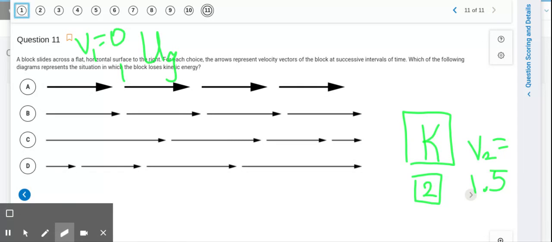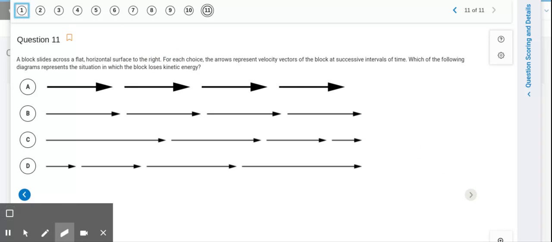Next, last one. So this one, motion maps, whoa, throwback. A block slides across a flat horizontal surface to the right for each choice. The arrows represent velocity vectors of the block at successive intervals of time. So remember, successive intervals of time means equal intervals of time. Which of the following diagrams represents the situation in which the block loses kinetic energy? That means that the speed lowers, which means that the distance traveled in each time interval will shorten.